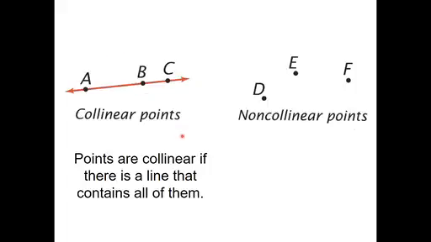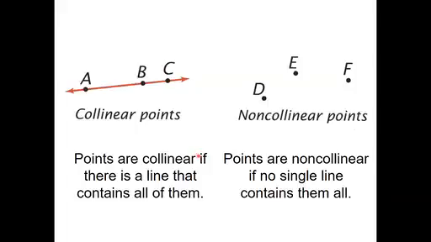You could probably guess, based on this previous one, what the definition would be. Here it is. Points are non-collinear if no single line contains them all. So there is a line that contains them. There is no single line that contains them. Get these 2 definitions down. Collinear and non-collinear.